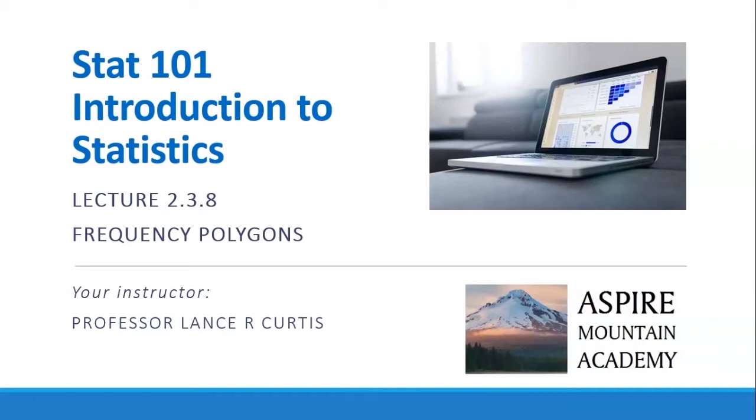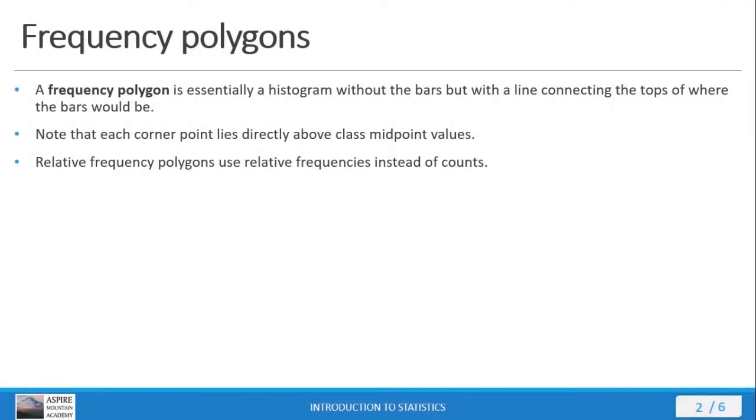In less than 10 minutes, this video shows how to make and use frequency polygons. Let's get started. Frequency polygons are essentially histograms, but using lines instead of bars. The lines connect what would be the tops of the bars if they were there. We've got two examples here.